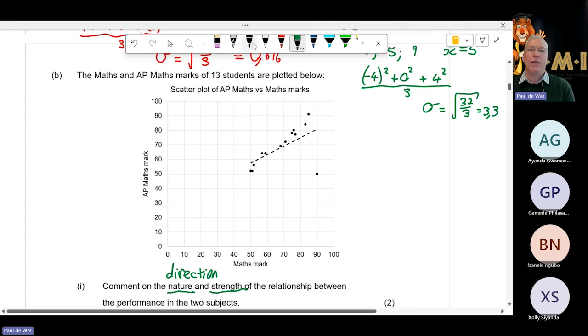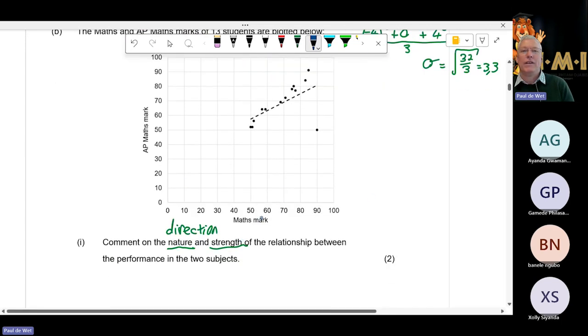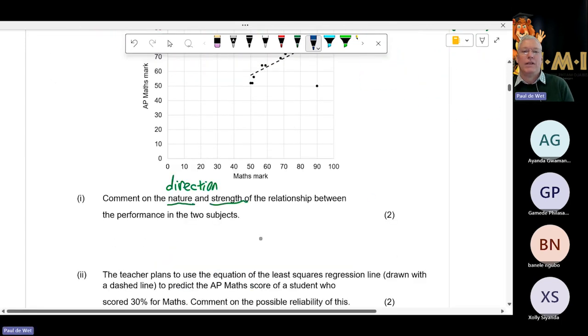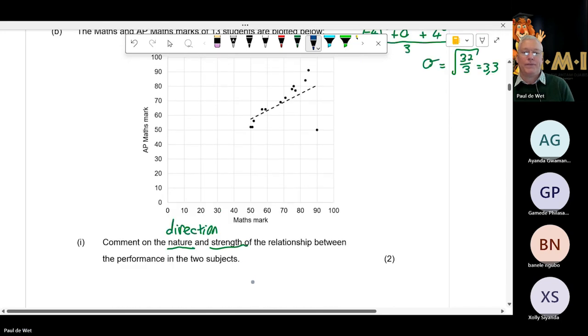Okay, so let's get someone on the mic. Tell us, is it a positive correlation or a negative correlation? Is it strong or is it weak? I want someone on the microphone, ideally. Strong or weak? I think this is a positive, strong. Well done. It's both those things.